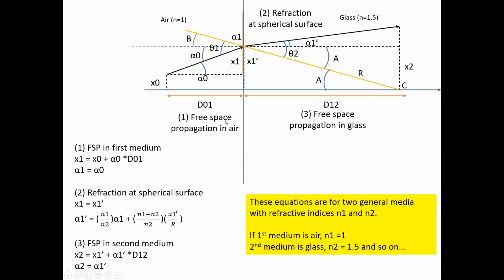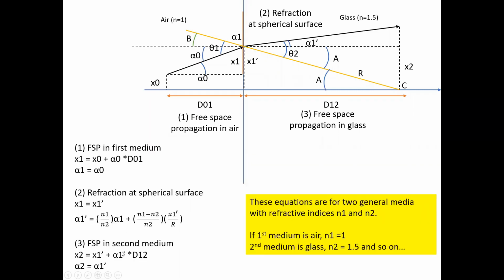So to summarize, the three phenomena that took place: free space propagation in air, refraction at spherical surface, free space propagation in glass. All the geometry that we worked out over here, and all the three sets of equations that we made, right here. So these are for general media, like I said. For specific media like air and glass, just replace the values of N1 and N2 and so on. So we have all these sets of equations.